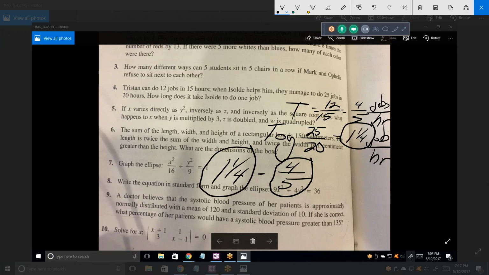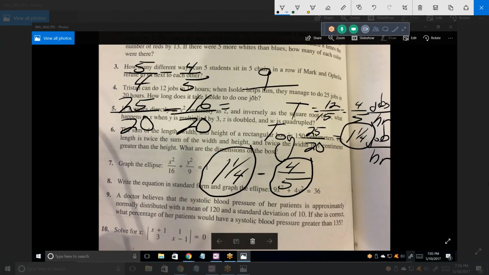So what is that? If we have a common denominator, I got 5/4 minus 4/5, 20, so I got 25/20 minus 16/20, 9/20. That's how much job she can do per hour.